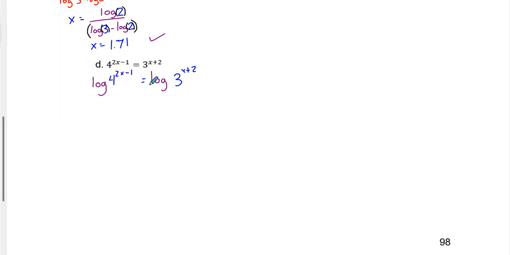Our logarithm just helps us to evaluate these exponentials, so we bring them out in front. We have 2x minus 1, which I like putting in parentheses, times log of 4, equal to x plus 2, same thing, in parentheses, times log of 3.